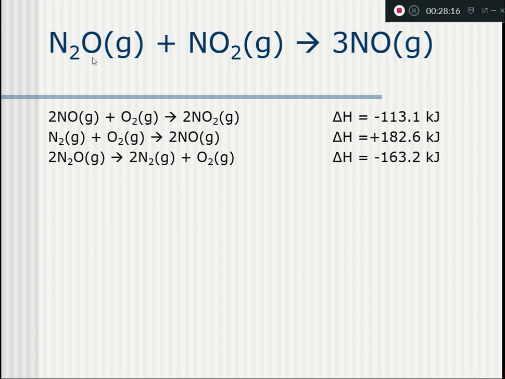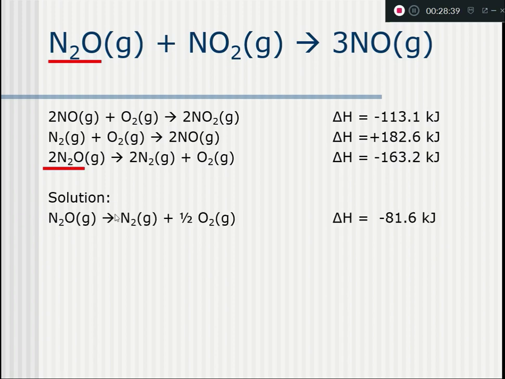So, first thing I'm going to do is check my N2O, and I notice that the N2O is in the third reaction and only in the third reaction, and it's on the correct side. Awesome, but it has the wrong coefficient. So I need to divide this third reaction by 2 to make sure that there's only a 1 out in front of the N2O. So I'm going to divide all my coefficients by 2, and therefore I have to also divide my delta H by 2.